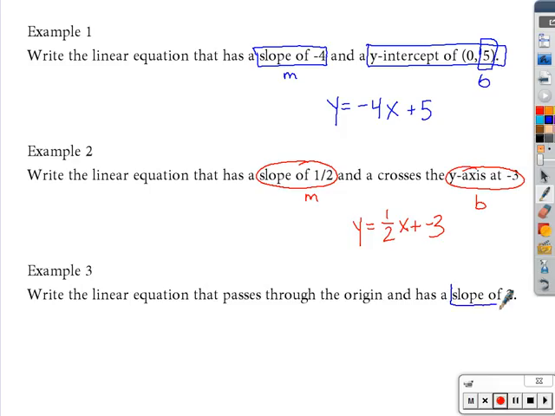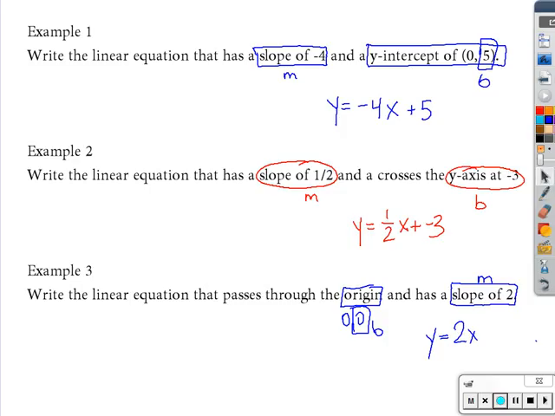And finally, I have another example here with some different language in it. If I'm highlighting slope of 2, that's my m. And then the other hint here is the origin. Remember, the origin is (0, 0), which tells me my y-intercept is 0. If I wrote that equation, it would say y equals 2x plus 0, but I don't need to write the plus 0.